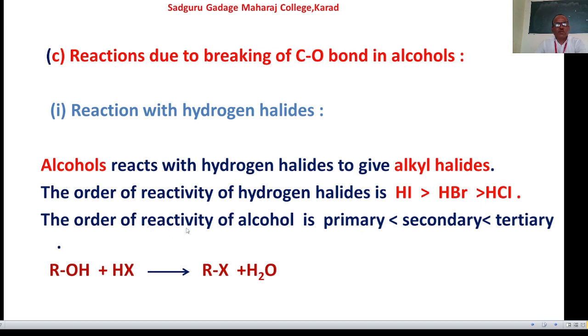But in case of the order of reactivity of alcohols towards hydrogen halide, primary alcohols are less reactive than secondary, than tertiary. Or tertiary alcohols are more reactive than secondary, than primary. So this is also a sequence for the order of reactivity of alcohols. Consider this reaction: ROH, alcohol, plus HX, hydrogen halide, gives RX, alkyl halide, plus H2O.